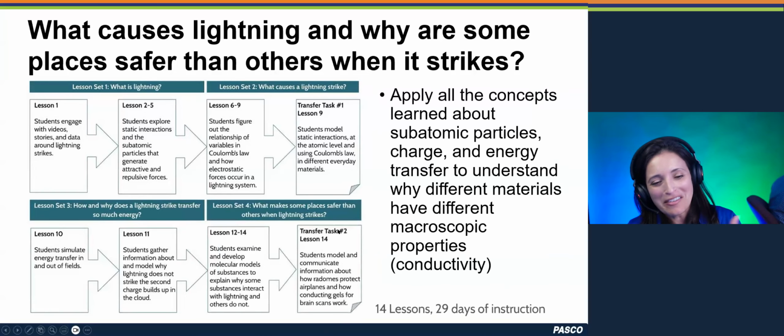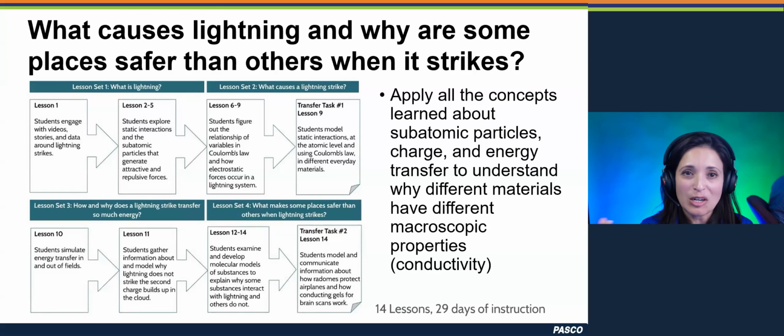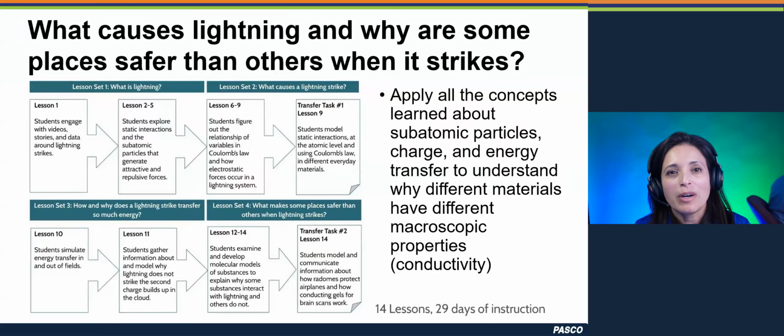So we're driving now to the next lesson set, where students apply everything they've learned about subatomic particles, charge, and energy transfer, and use that to understand why different materials, like the lightning rod on an airplane and conductive gel in a medical device, have different properties, and why the property of conductivity is different for different types of matter.